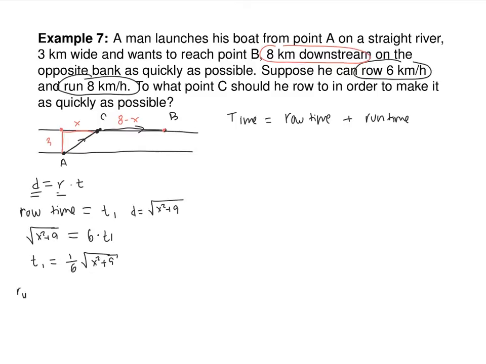Okay, how about the run time? Let's let that be T2. What is the distance that this guy has to run? 8 minus x. What is the rate at which he can run? 8 kilometers per hour, so 8 times T2. So then T2 will be 1 minus 1/8 x. That is an 8 times T2, yes.